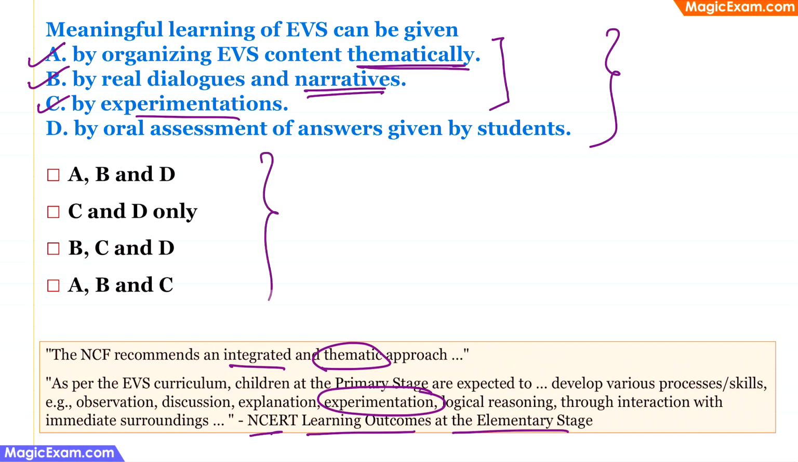Now, if you look at the answer choices, we have to select 3 correct statements because the maximum number of statements given in any option is 3. Therefore, we already know that A, B, C are correct. Therefore, A, B and C. This has to be the correct option.